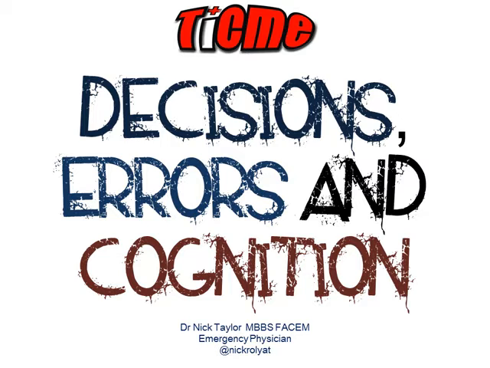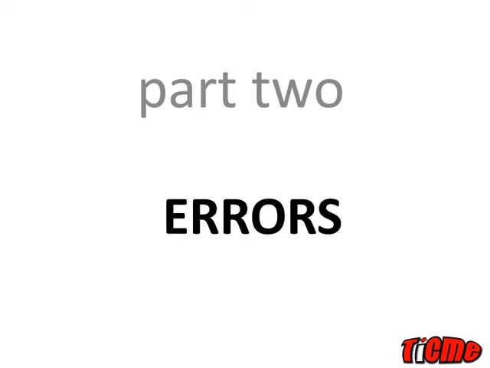Remember that in part 1 we talked about the different ways that we think. So this tutorial is all about errors, and what I'm going to do is use lots of examples from the non-medical popular science literature again, and hopefully provide those examples and relate them back to what we do at work. It's a really interesting tutorial, this one, so I hope you enjoy it.